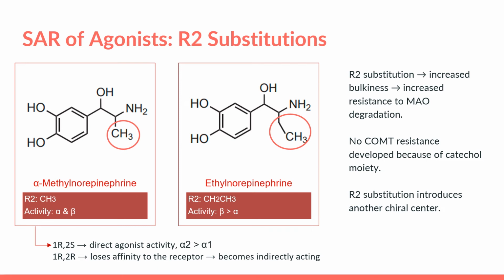For example, a substitution of a methyl group leading to alpha-methyl norepinephrine has two conformations. The 1R2S conformation allows for direct agonist activity with affinity to alpha-2 being greater than alpha-1. However, in the 1R2R conformation, the molecule loses its affinity to the receptor and becomes indirectly acting. The addition of an ethyl group leads to ethyl norepinephrine, and it has greatly reduced alpha activity, and the molecule becomes more selective for beta agonistic activity.